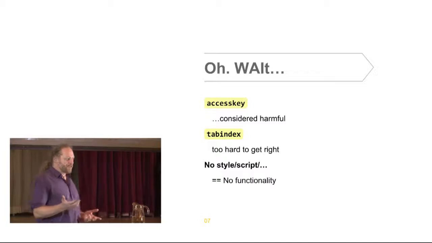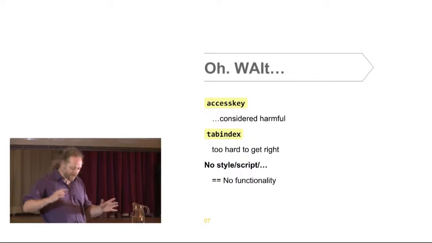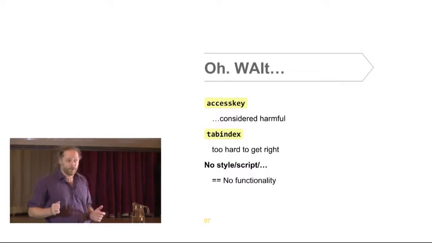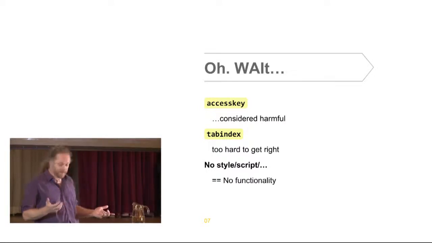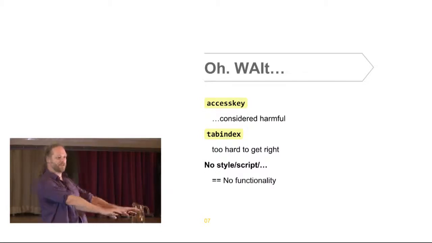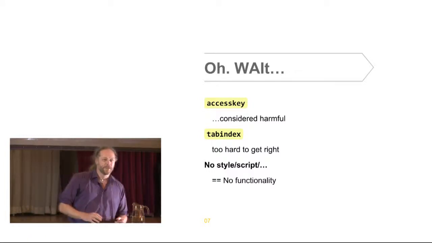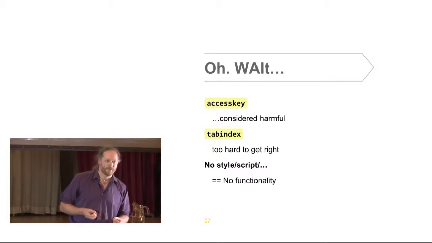Tab index was sort of a nice idea, but as Leonie explained, when you have to put a number on every single interactive thing and you have to manage those numbers dynamically, it was way too easy to get it wrong. Pretty much everyone who did it got it wrong. Some didn't. And access key was considered harmful, when considered harmful was the way you wrote articles saying this is the spawn of the devil and all people who use it are evil. Does anyone know why? What was wrong with access key? It might override the user's settings, right?